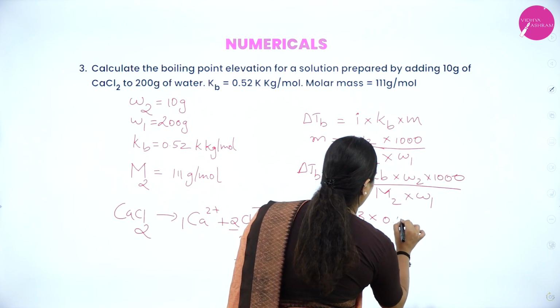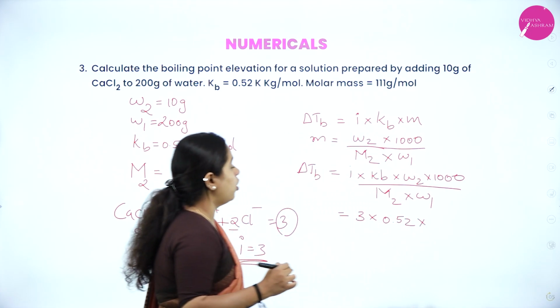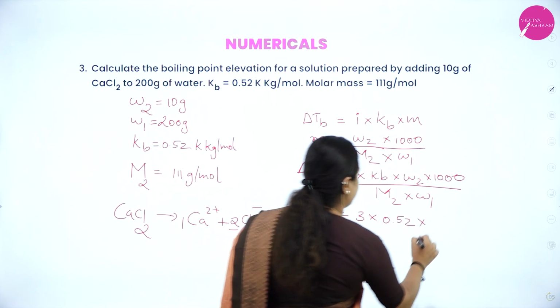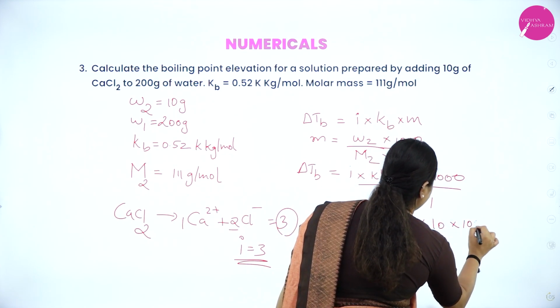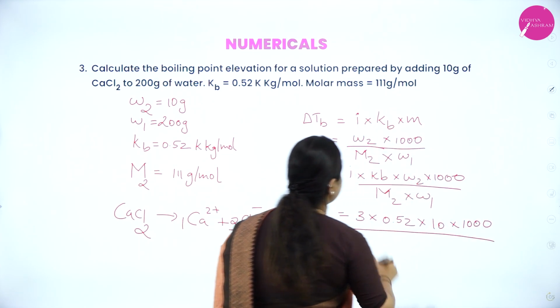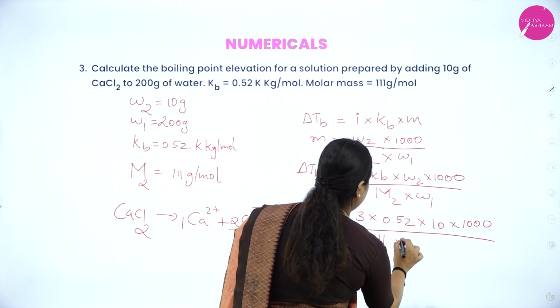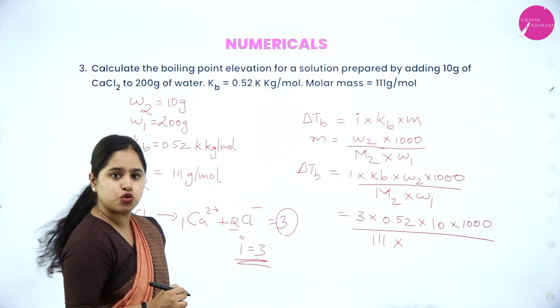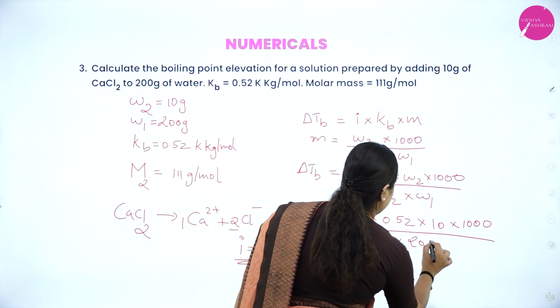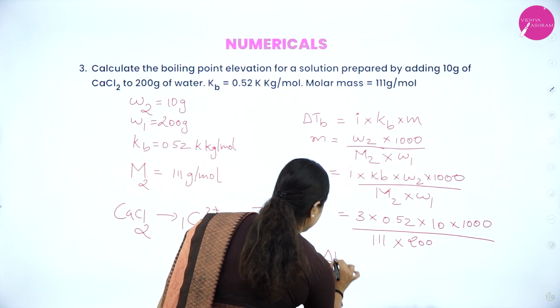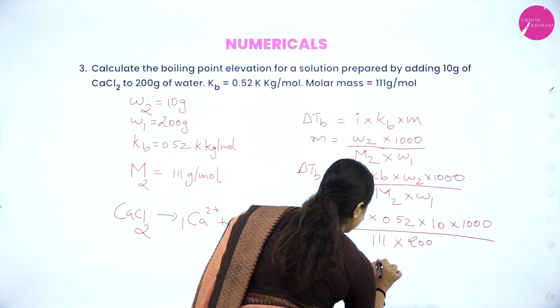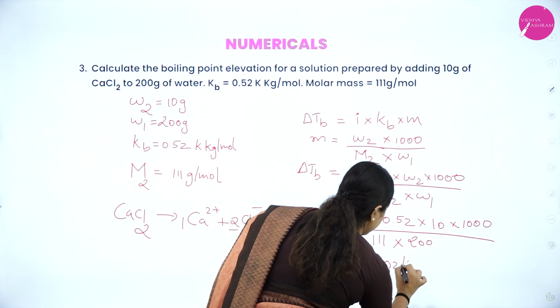It is given 0.52 into W2. What is W2? W2 is 10 gram into 1000, divided by M2. What is M2? M2 is given as 111 into W1. W1 is 200, right? Okay. So when you do the calculation, you get delta Tb as 0.702 Kelvin.